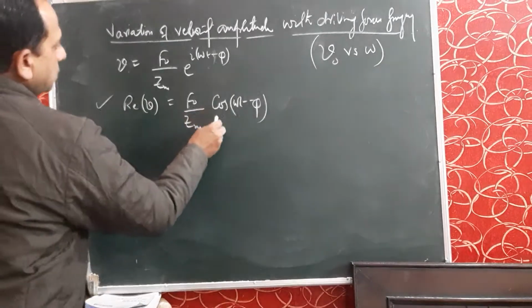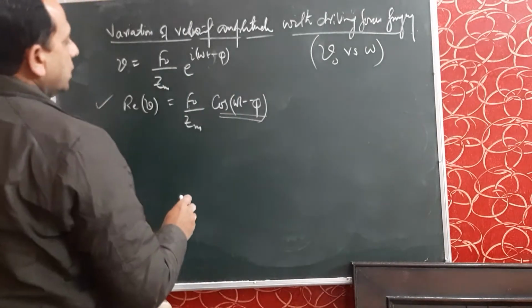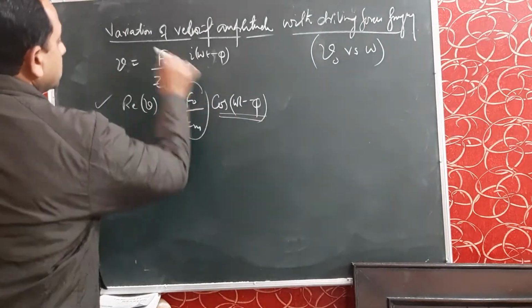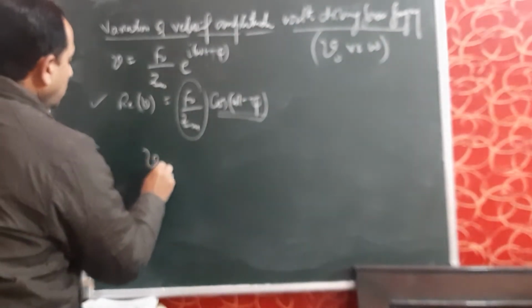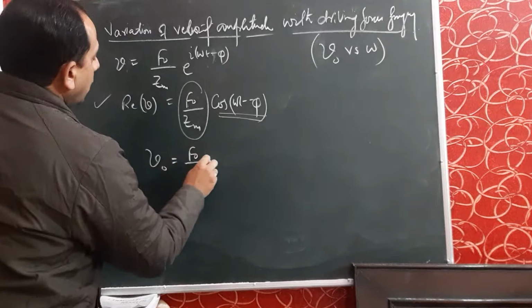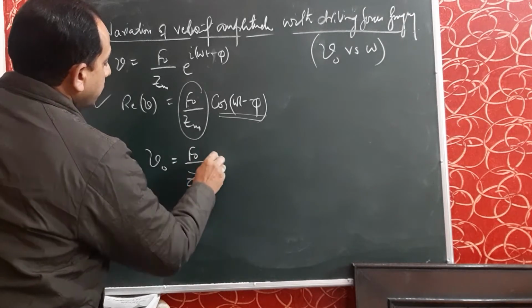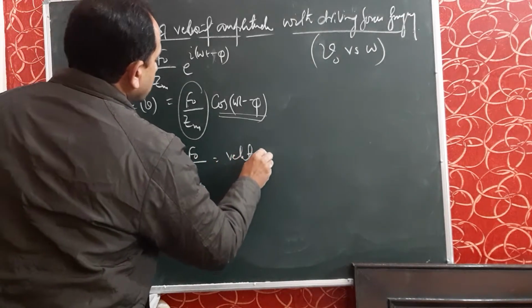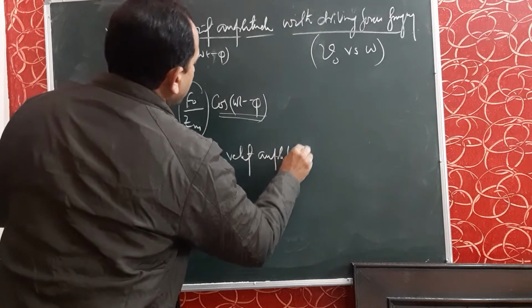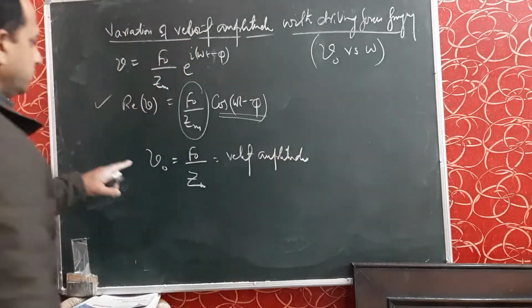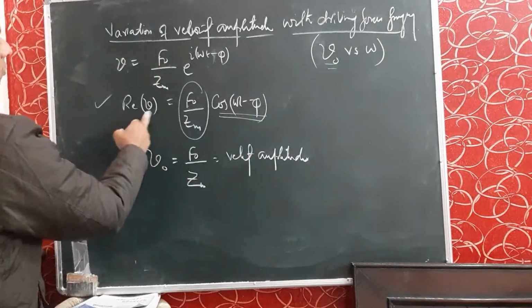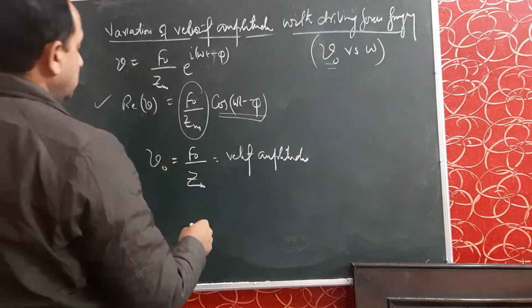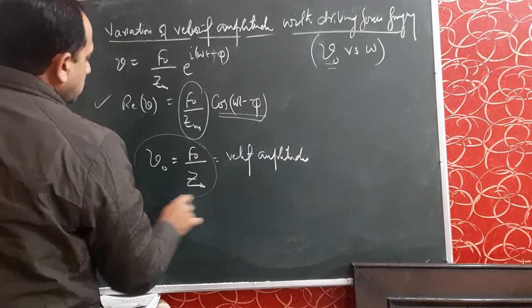In this case, if we omit the cosine term, the harmonic term, then this constant term is known as the amplitude. So, V naught is F naught upon Zm, which is called the velocity amplitude. This one, V naught, is the maximum value of velocity.